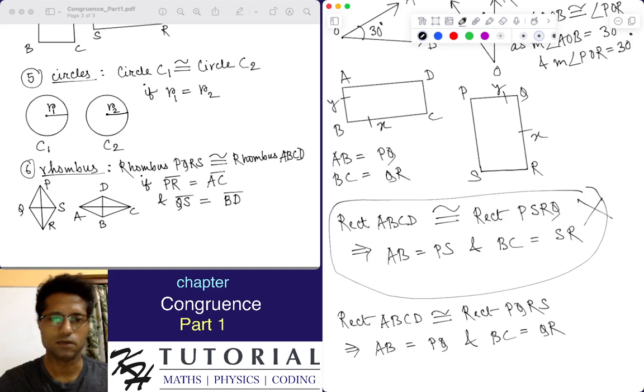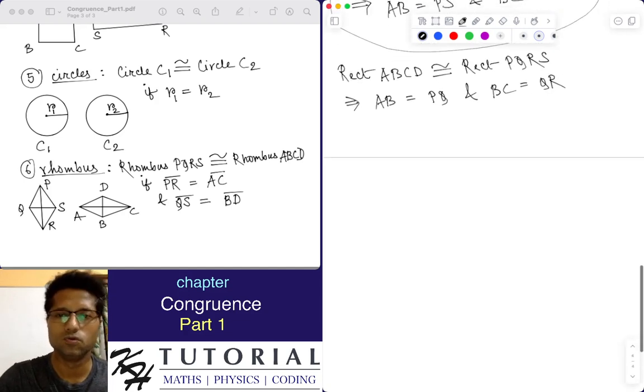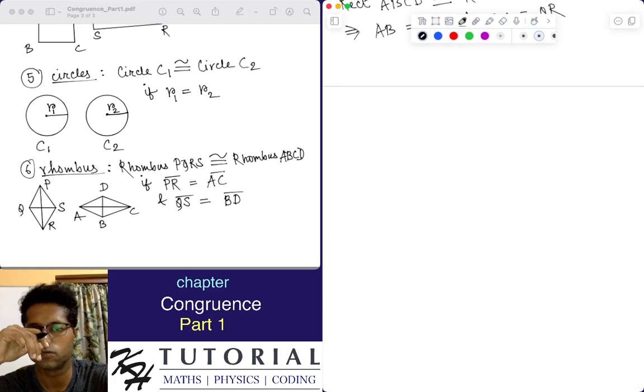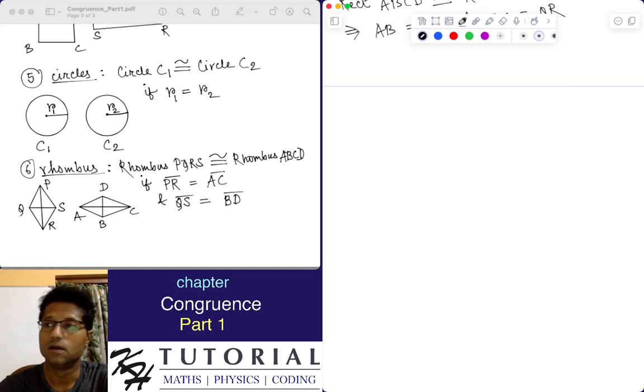It is a rhombus. Now, what are the properties of a rhombus? A rhombus is a quadrilateral. It has four sides, and all four sides are of equal length, just like a square. But the difference is that in a square the diagonals are also of the same length, but in a rhombus the diagonals could be of different length. A square is also a rhombus. I mean, a square is a special case of a rhombus.